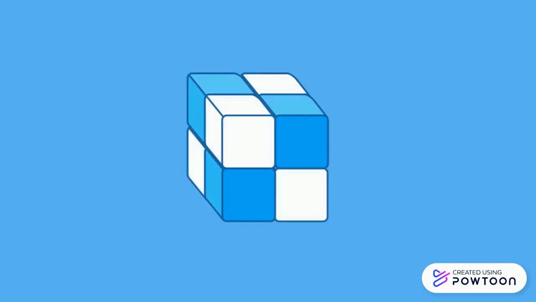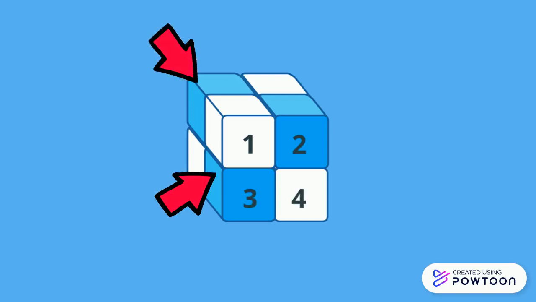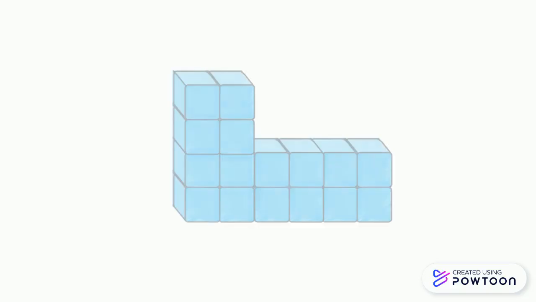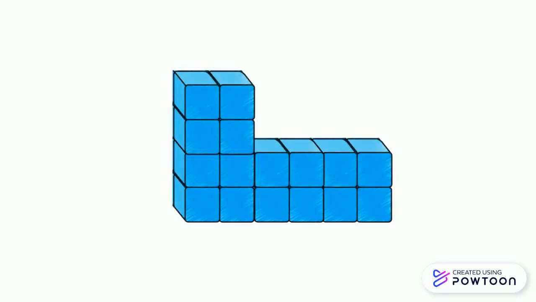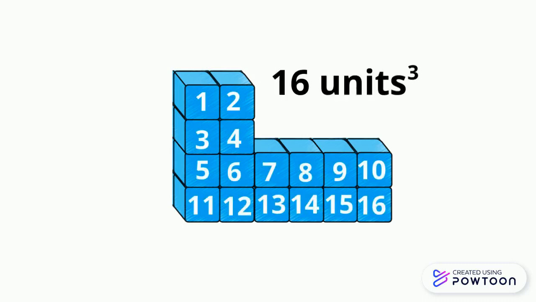What is the volume of this figure? Did you notice you had a layer of 4 and then another layer of 4 right behind it just like it? So 4 and 4 gives us 8 cubic units. How about this shape? What's the volume of it? Did you get 16 cubic units?